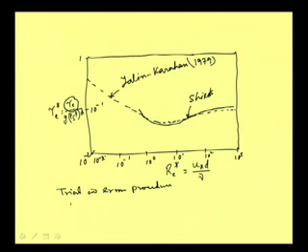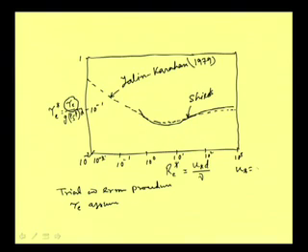Generally, a tau c is assumed. Once we assume the tau c, we know what u star is. U star is nothing but root over tau c by rho. Tau c is nothing but the bed shear, the same as tau 0 by rho, but in the critical condition. So, that way we can get u star.